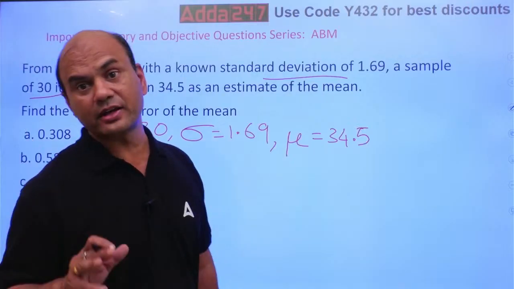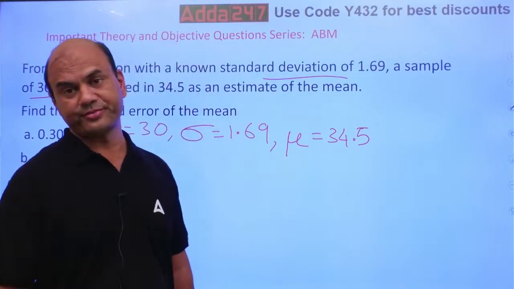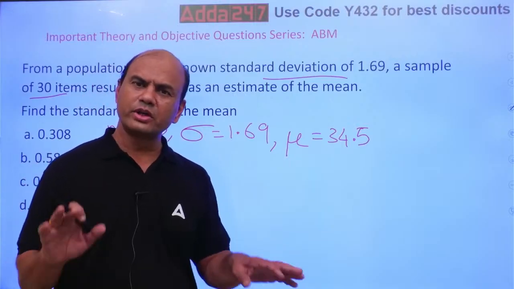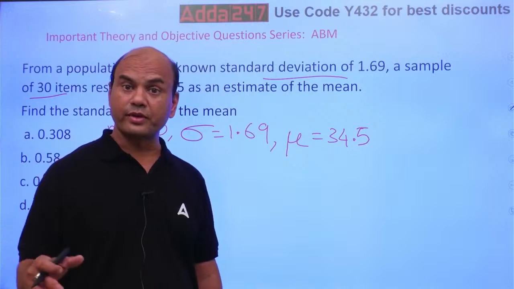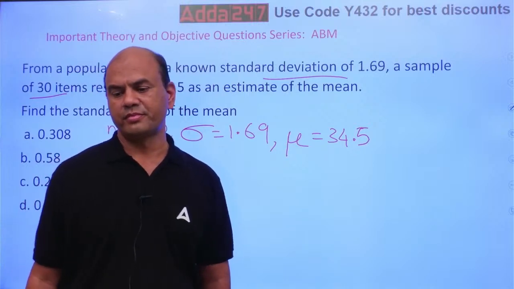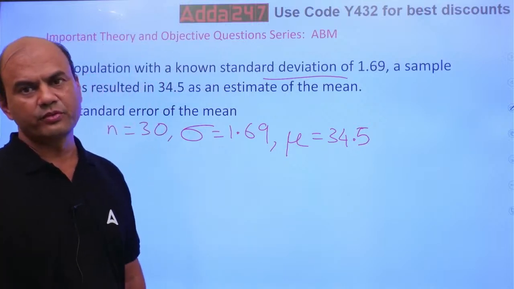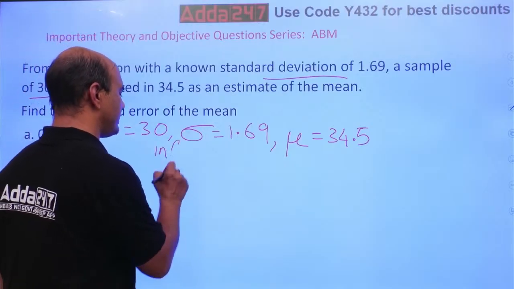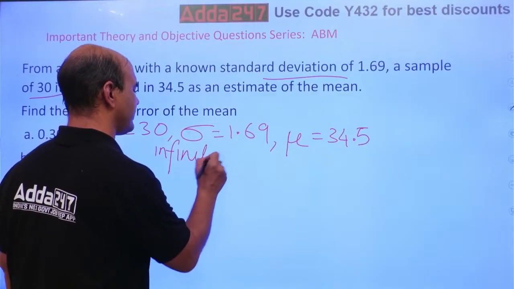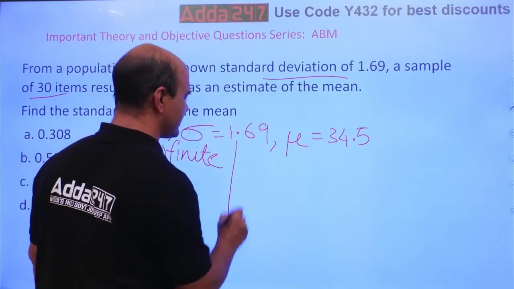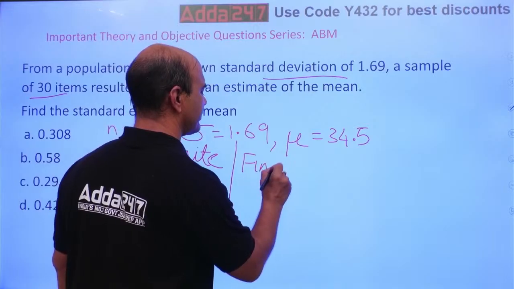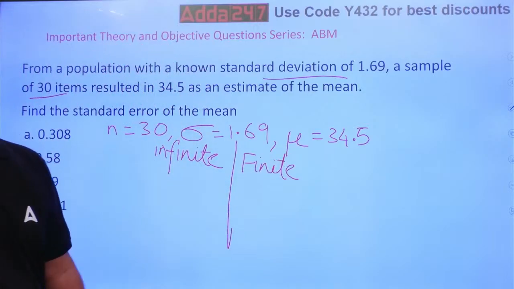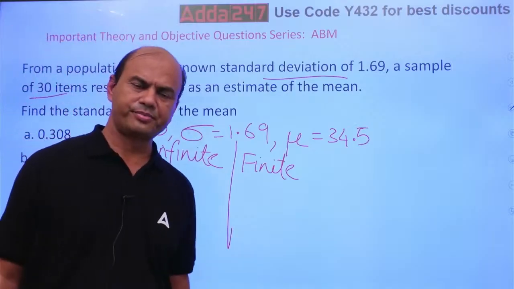Actually, for standard error, there are 5 formulas. I won't give you all 5 right now, I'll give you only 2 out of those 5. One is for infinite population, and the second is for finite population. Finite means which you can count. Infinite means which you cannot count.